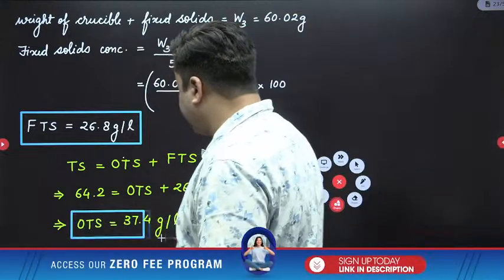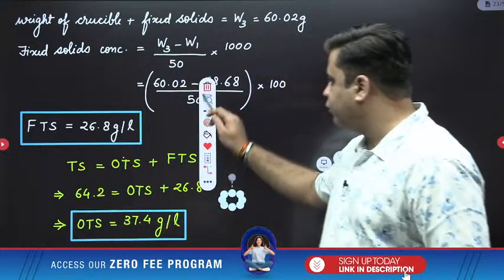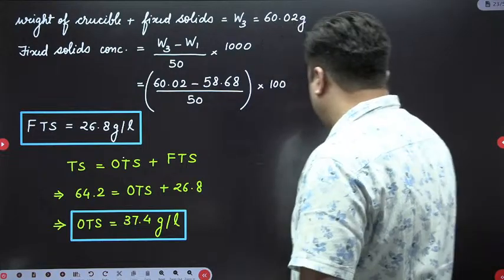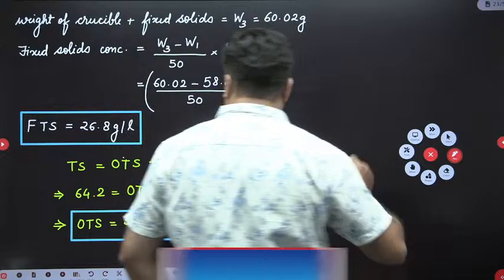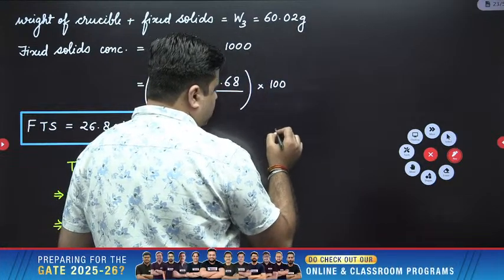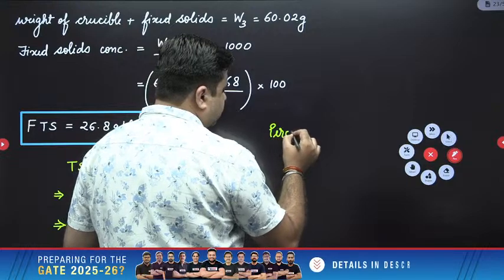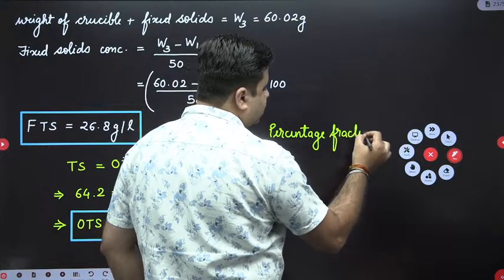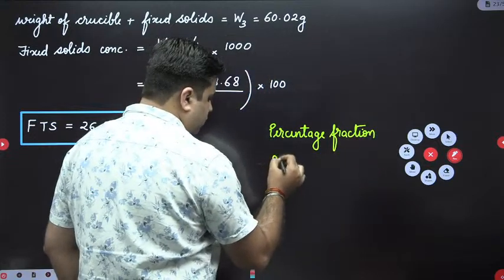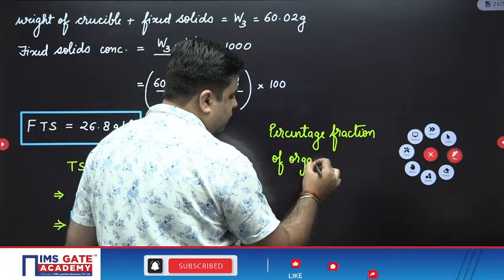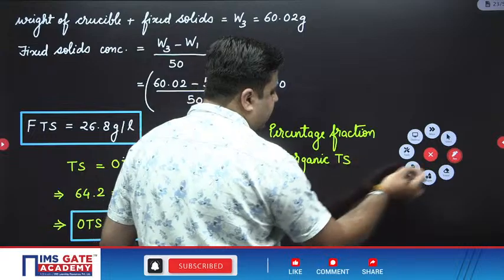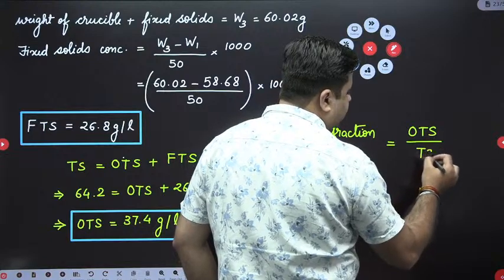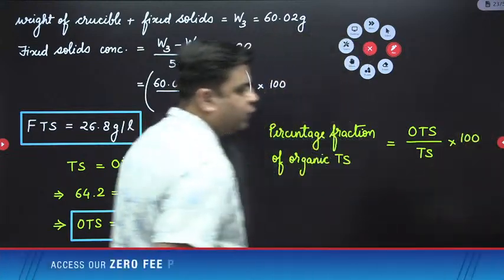Can you tell me the value of organic total solids? Kindly confirm this. This is 37.4. Yeah, very good. Now calculate the percentage fraction of organic solids. So percentage fraction of organic total solids is equal to organic total solids divided by total solids into 100. This is the percentage fraction of organic total solids.